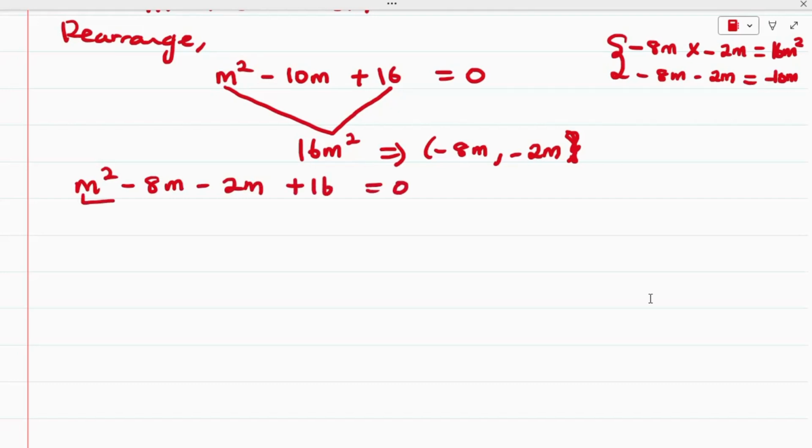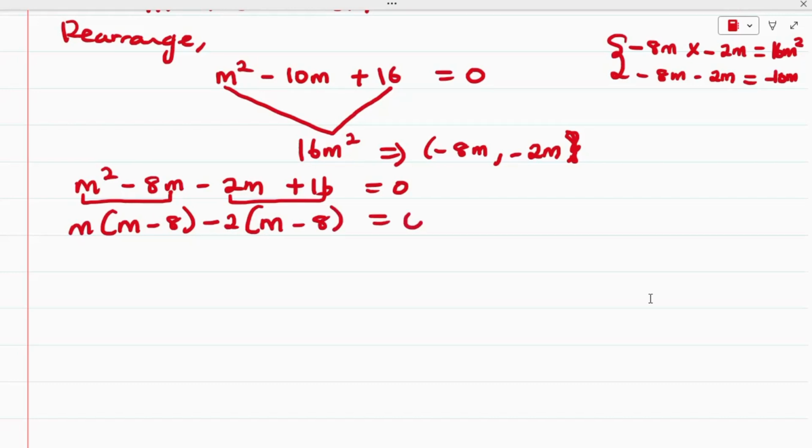So from here we have m squared minus 8m minus 2m plus 16 equals 0. If we factor out m from the first part, we have m minus 8 left. From the second part, we have minus 2 common and m minus 8 left, and this is equal to 0. Since m minus 8 is a common term, we have m minus 8 multiplied by m minus 2, equal to 0.